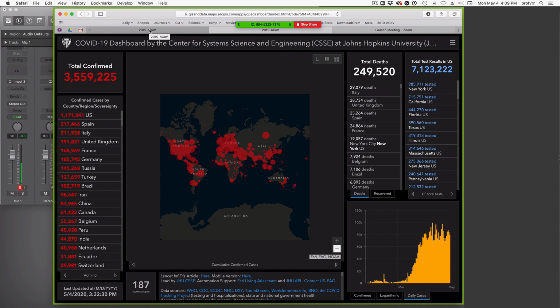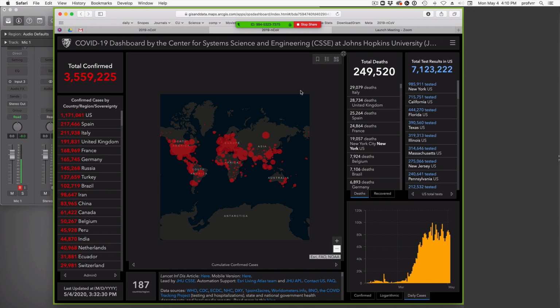Most of the cases were in China. Now we have over 3.5 million total global cases with 250,000 deaths. And look at the country that has the most cases. The U.S. with 1.2 million, followed by Spain, Italy, UK, France, Germany, Russia, Turkey, Brazil, Iran, and then China is way down. They did a great job at containing this. And we have Italy with the most deaths.